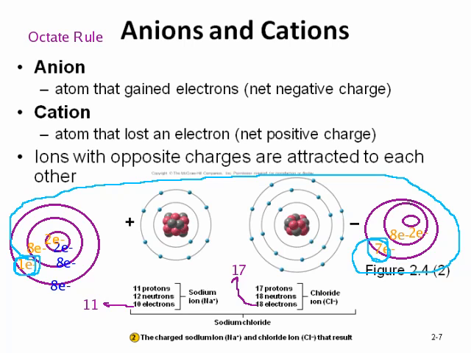And so what ends up happening is the number of electrons in sodium drops down to 10. The number of electrons in chlorine jumps up to 18. Sodium gets a positive charge because it now has 11 protons compared to 10 electrons. Chlorine gets a negative charge because it now has 18 electrons to 17 protons. It's got 1 more electron than protons.